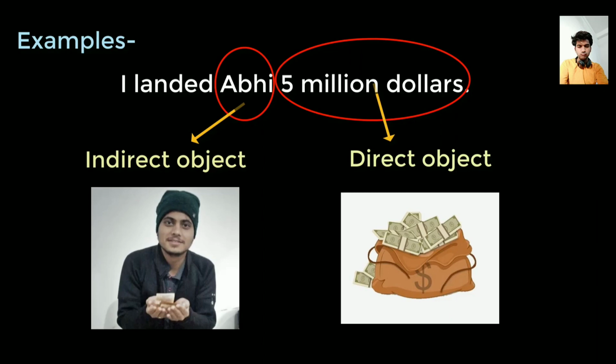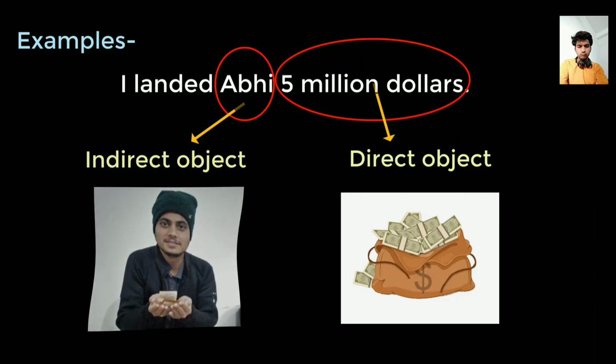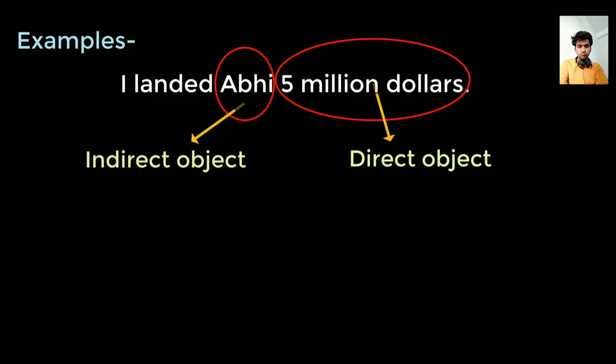I lended Abhi $5 million. I lended what? $5 million. I lended whom? Abhi. So this lucky guy Abhi is receiving $5 million. Great. Let's take one more example.